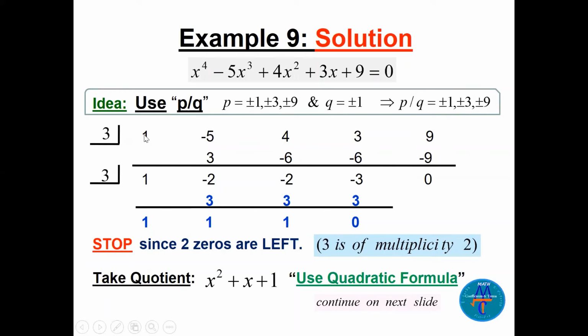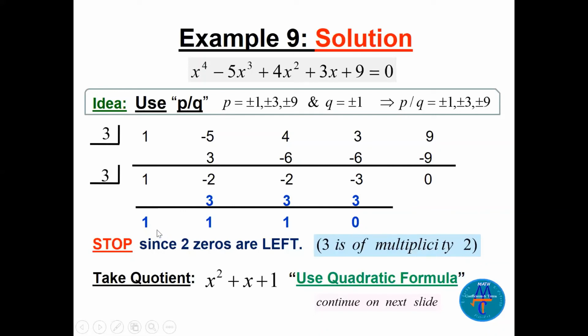Try 3. If you bring 1 down here, 1 times 3 is 3, minus 2, minus 6, minus 2, minus 6, this is a 0. That means 3 is a zero. I told you many times, if you find a zero, try it again. Maybe it is repeated. So 1 comes down, 3, add, you get 1. And then here also you get 1. So that will be 0 again. 3 has multiplicity 2.